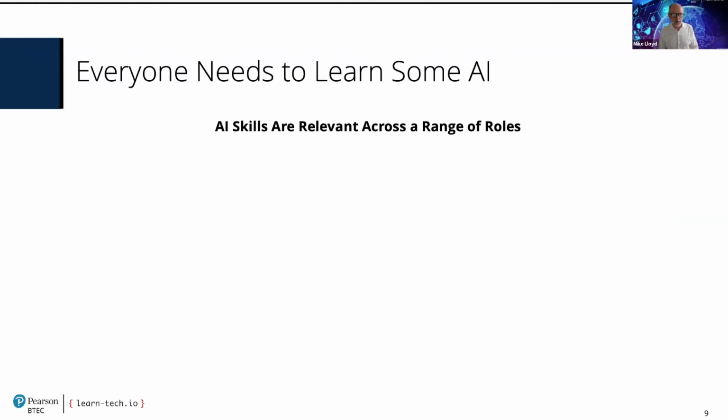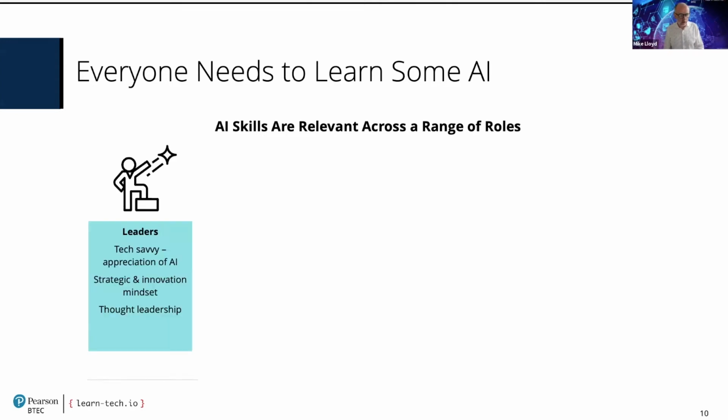Now, I think it's important, a really important point I mentioned right at the start, is everybody needs to learn at least something about AI. And AI skills are relevant across a whole range of roles in a modern organization. So clearly, leaders are going to need to be tech savvy in the understanding of AI. So if I'm running a business or a public sector organization, I need to understand what AI can do for my organization, how it can help improve it, how I can get better outcomes, and so on. So that's really around being savvy to what AI can actually do in my organization.